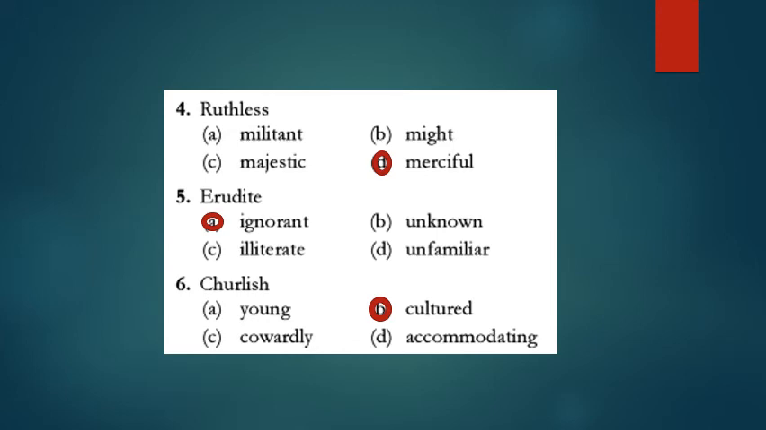Ruthless, merciless. So therefore the right answer will be the merciful. Erudite. Now who is erudite? Somebody who has knowledge, who is learned, scholarly. So if it's scholarly, then the right answer will be ignorant. Churlish. What does churlish mean? Churlish means rude, ill-mannered. So the right answer will be cultured. So the right, ruthless, merciful, erudite, ignorant, churlish, cultured.